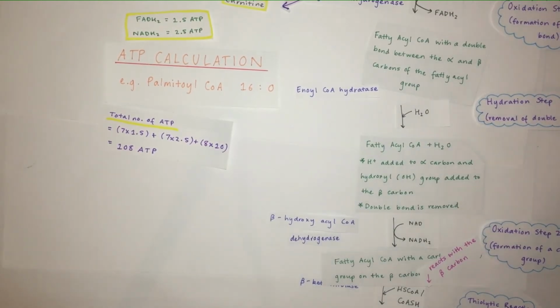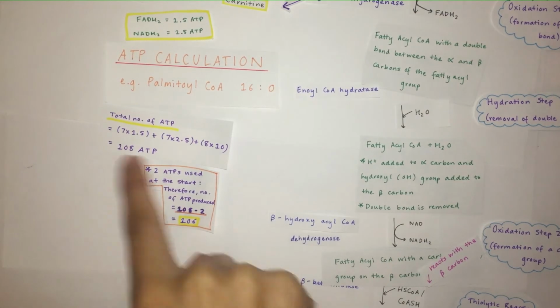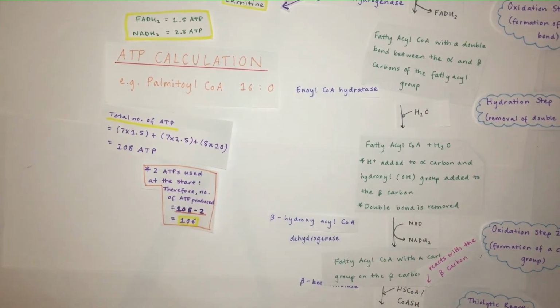Now we've got to recall that there's 2 ATPs used at the start. You can look at the other video about how fatty acyl CoA is transported into the mitochondrial matrix. So right at the start we had 2 ATPs that were used. So after I did that calculation on my calculator, I got 108 ATP. So we've got to take away 2 from 108. So the total number of ATPs produced is 106.